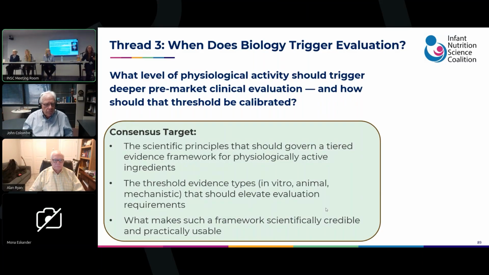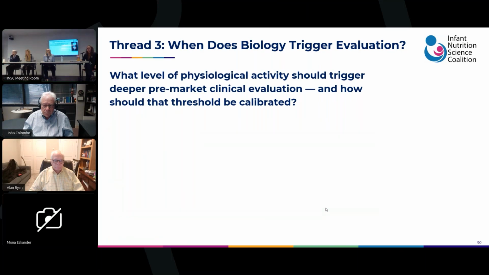And if you've heard me in the last 2 days, I love this tiered approach, putting some structure, a decision tree, behind when an ingredient manufacturer or a formula company, but likely we're on the formula side of things, would be warranted to investigate in a clinical trial for physiologically active ingredients. What threshold of evidence should trigger a move into a clinical trial, and then the practicality and usefulness of this. So that's what we're talking about here.